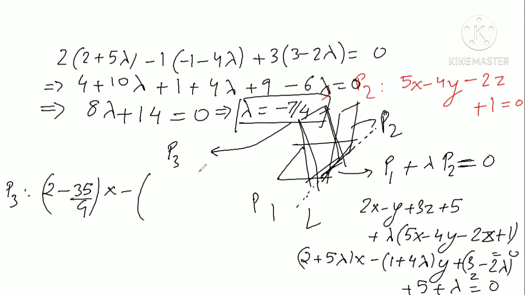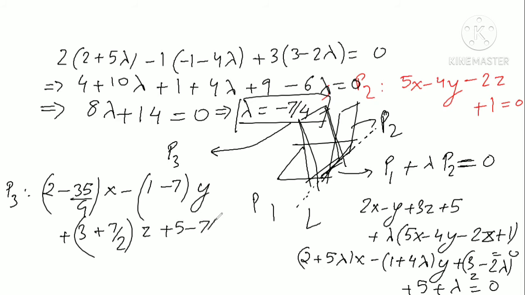Then minus 1 plus 4 lambda. 4 lambda will become minus 7, so minus 7 into y, and then plus 3 minus 2 lambda. 2 lambda will be minus 7 by 2, so 3 minus 7 by 2, so this is 3 plus 7 by 2 into z. And then 5 plus lambda, 5 minus 7 by 4 is equal to 0.